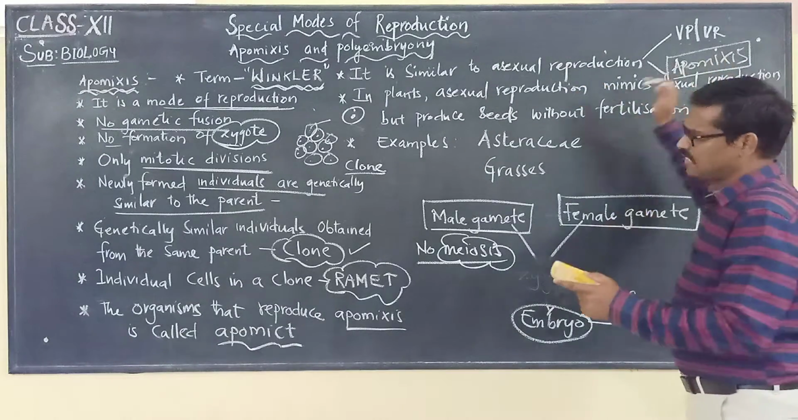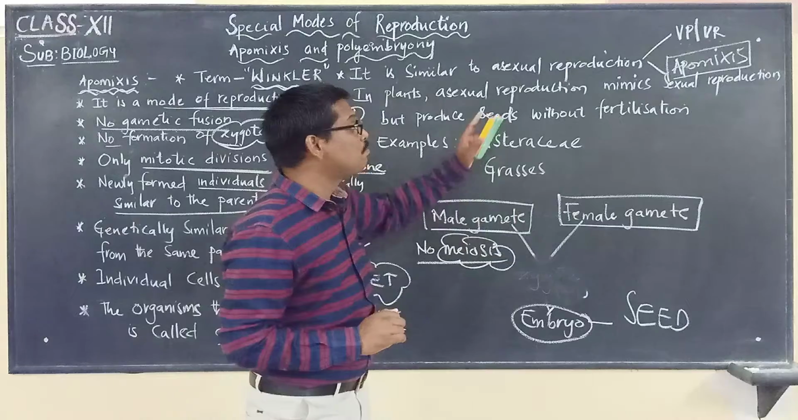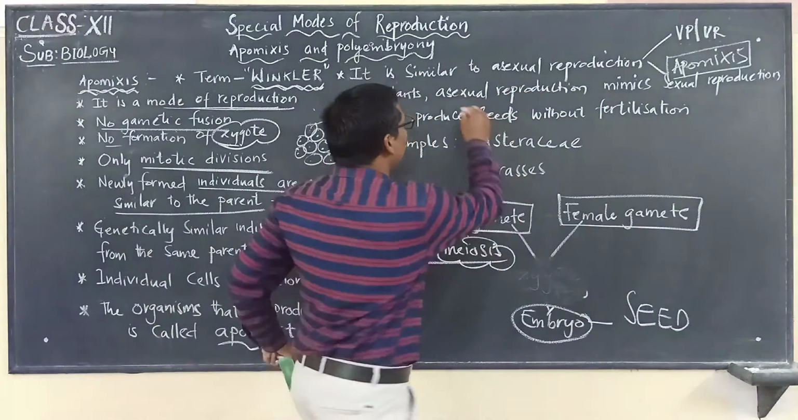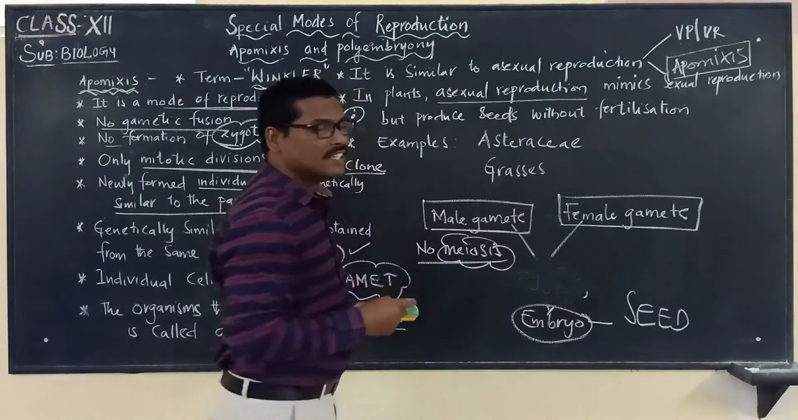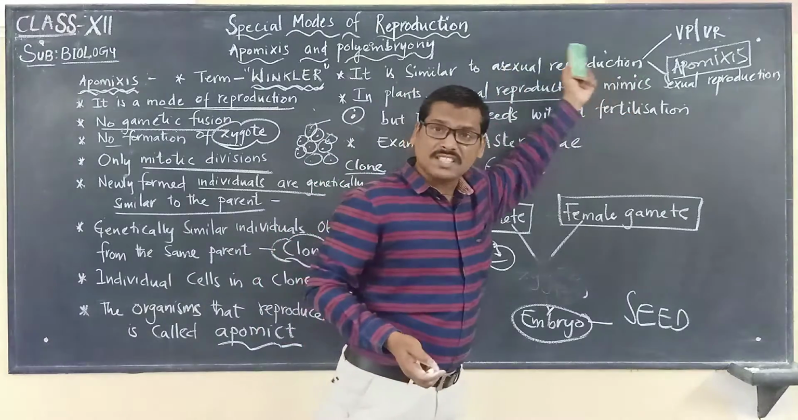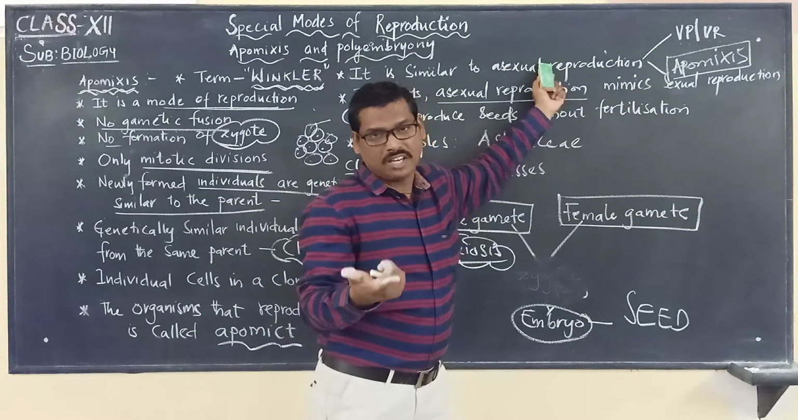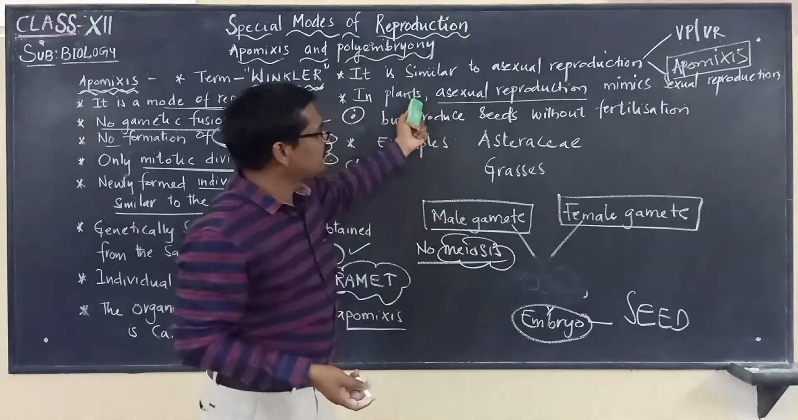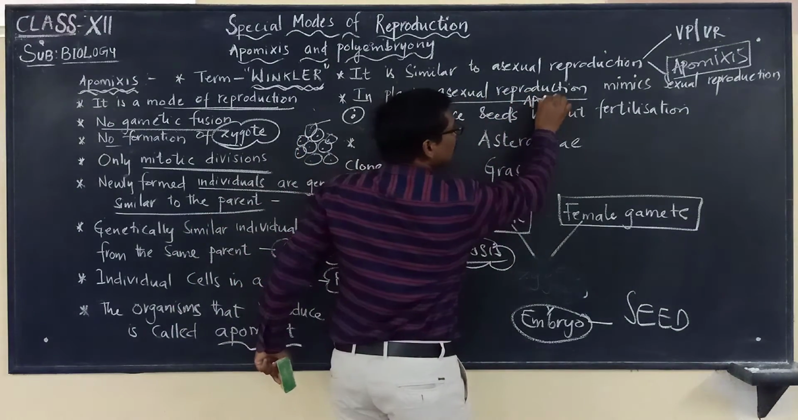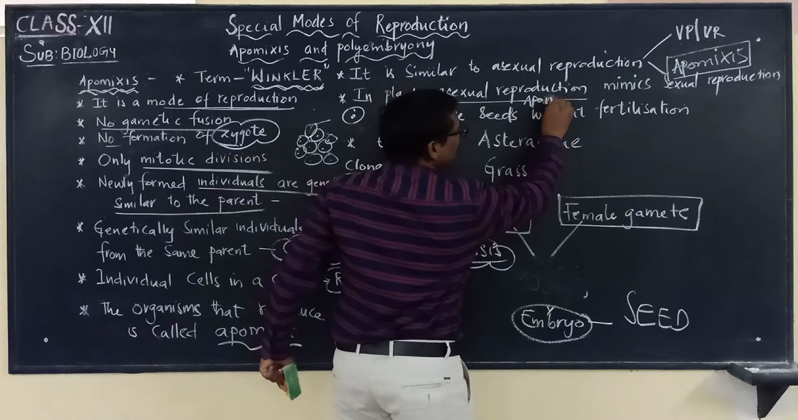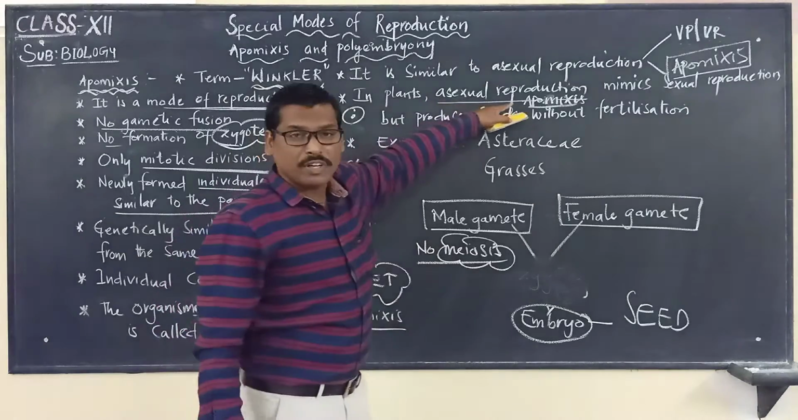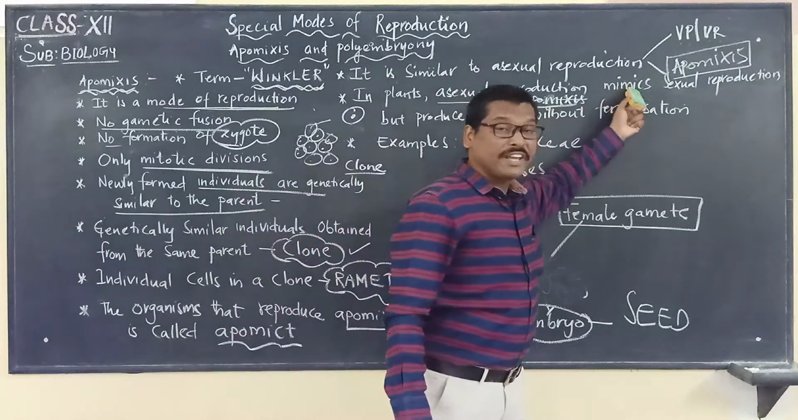Now when you see this in plants, asexual reproduction, that is nothing but what now? When you are saying asexual reproduction in plants, what are we talking about? Apomixis. Just now we said apomixis is nothing but what? A type of asexual reproduction. So let me say here, in plants, asexual reproduction means what? You have to keep in mind whenever you come across the word apomixis. So here in plants, asexual reproduction means apomixis, which mimics what?